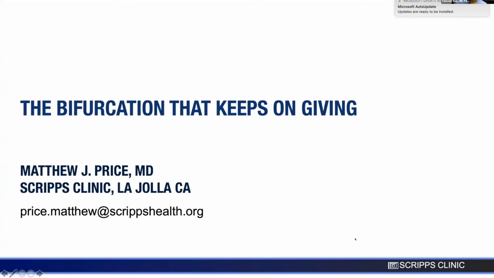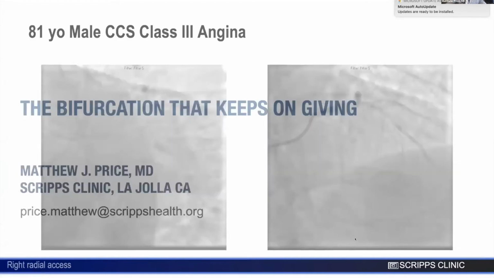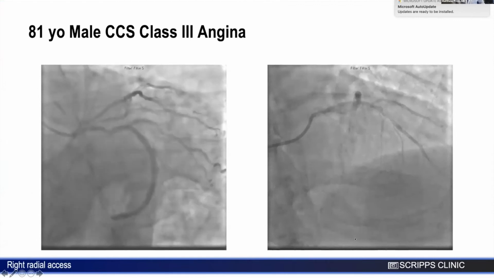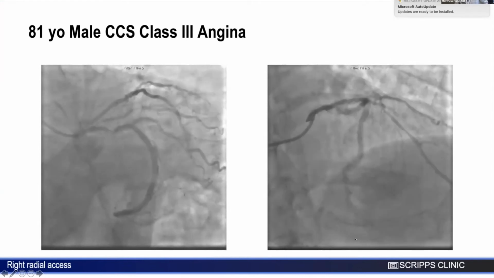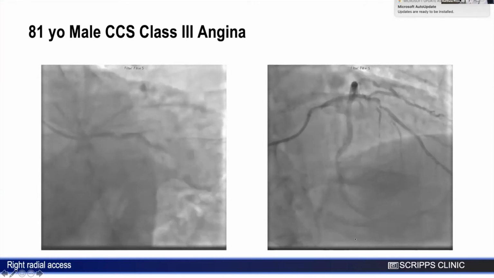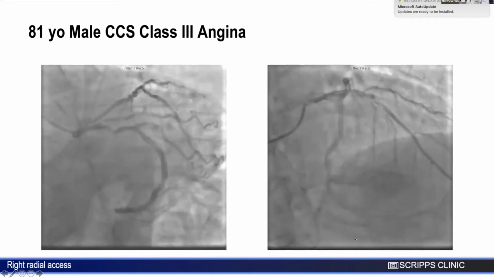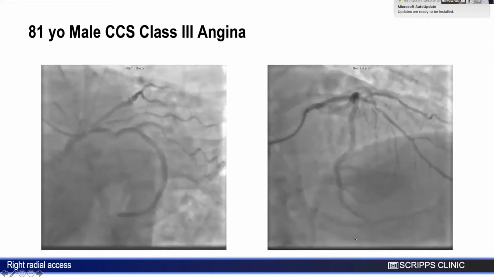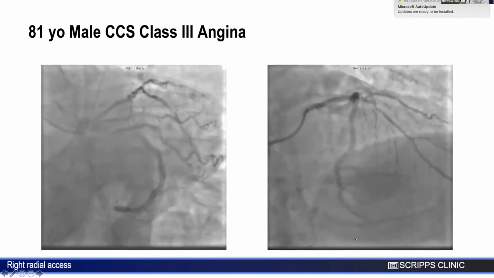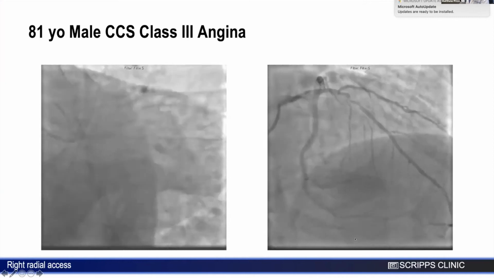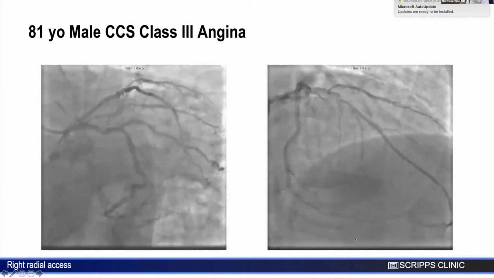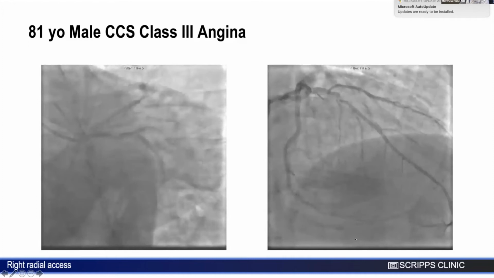Yes. All right. The title of my presentation is The Bifurcation That Keeps on Giving. This is an 81-year-old male with Canadian Cardiovascular Society Class 3 angina. This angiogram was done by one of my general invasive cardiology colleagues. It's a Tuesday at 5 o'clock, so the last case of the day. We're right radial access. We'll make this some back and forth, okay, Richard? You with me?